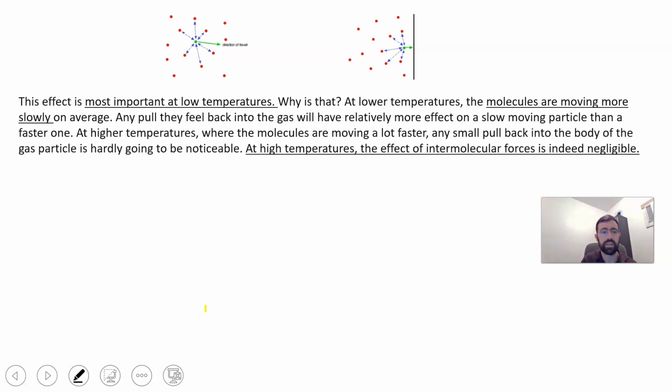Let's check out a little bit more. This effect makes the biggest difference at low temperatures. Why? Because at lower temperatures, the molecules are moving more slowly on average, so any pull felt by the gas has relatively more effect on slow-moving particles than on faster-moving particles. At high temperatures, where the molecules are moving a lot faster, any small pullback is hardly going to be noticeable. So at high temperatures, the effect of intermolecular forces is negligible.